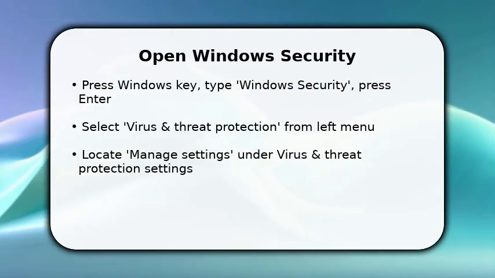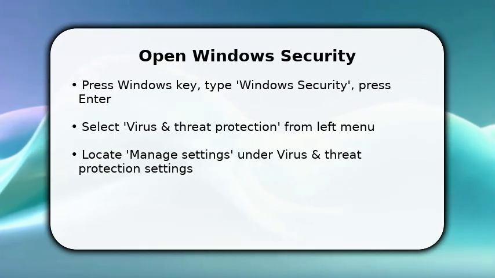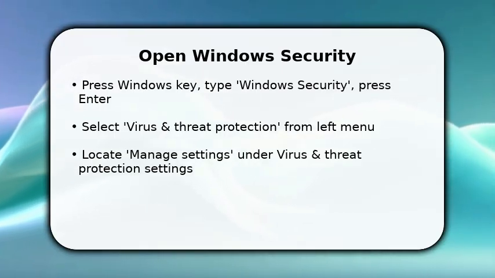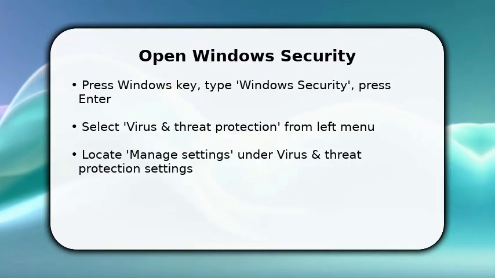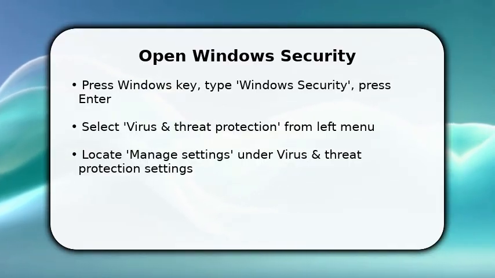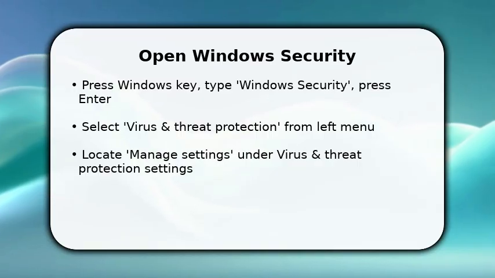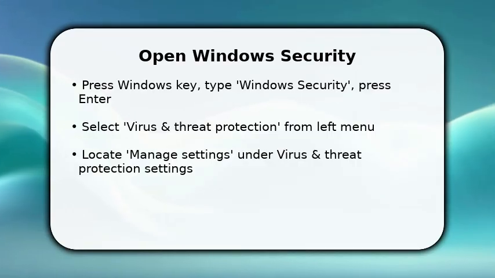You begin by opening Windows Security because this is the control surface for real-time protection. Press the Windows key, type Windows Security, and open it. Once inside, choose Virus and Threat Protection from the left column so you land where protection toggles live.